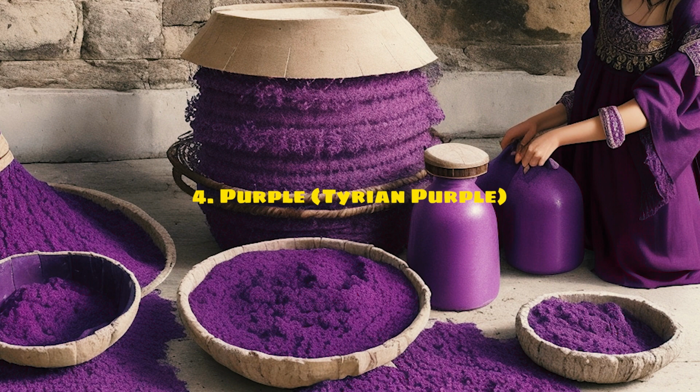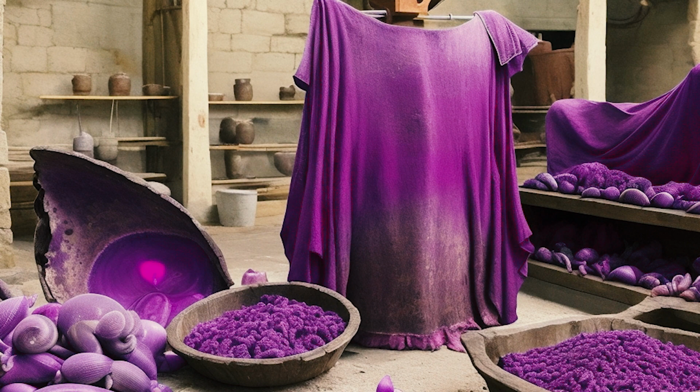Purple, Tyrian purple. Tyrian purple, derived from certain mollusks, was a highly prized dye in ancient times. Its production was labor-intensive, requiring a large number of mollusks to produce a small amount of dye. This rarity and the intricate extraction process made purple one of the most expensive and luxurious colors to produce.